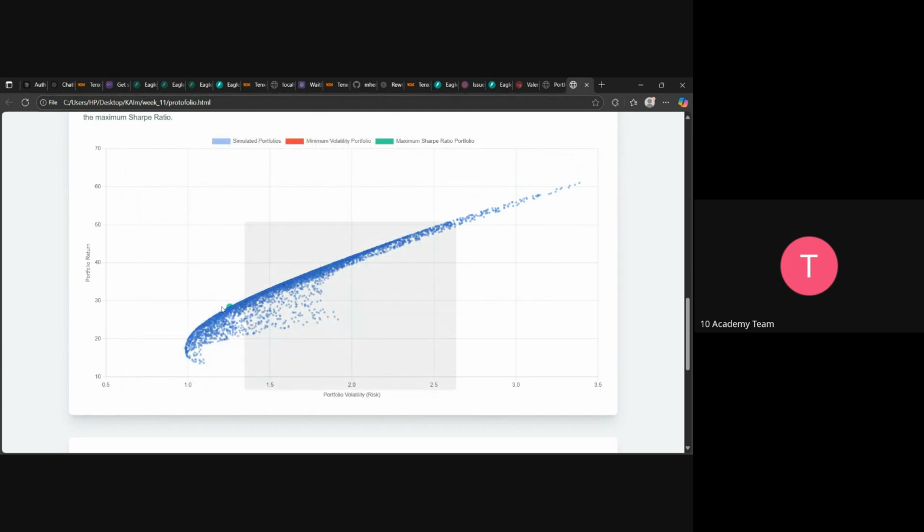Any value with this dot, it's just a dot. So this is going to be the maximum Sharpe ratio portfolio, which has this amount of risk and this amount of return. So we can just take this one.